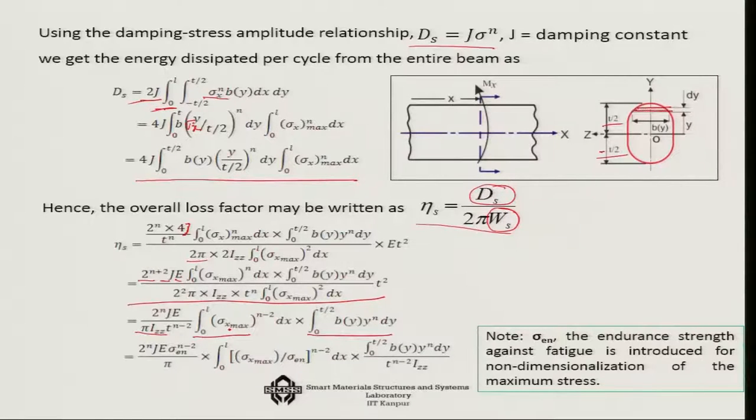We would like to normalize it with respect to the endurance strength, which is the strength against fatigue. So, instead of sigma x max, we would like to put sigma x max divided by sigma en, and that is how it will come into the picture. Now that we are normalizing it here, it should also come out as a particular property here. You are pre-multiplying the same, so that the effect will not be altered. We are only normalizing sigma x max. So, this will be our final normalized relationship of the system.